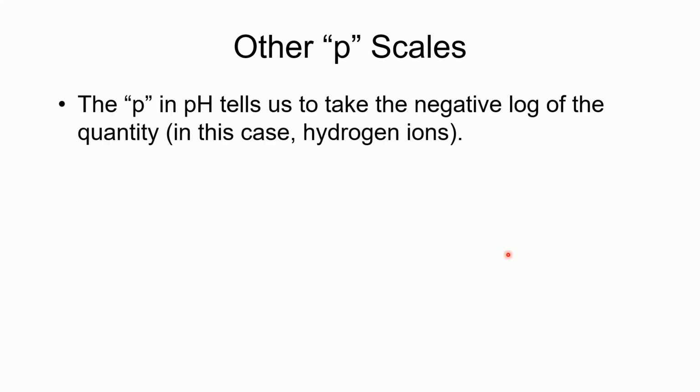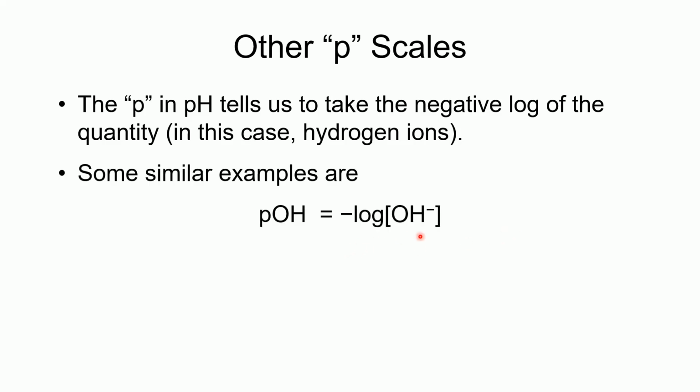Now, there are some other P scales, and one of them is important that we're going to use here in just a minute. P just means take the negative log of it. You can do pH, take the negative log of hydrogen ion, pOH, take the negative log of hydroxide, pKw is take the negative log of Kw, pKa is take the negative log of Ka, my sandwich is take the negative log of my sandwich. We don't normally do that, but you get the idea. So P function just means take the negative log of it.